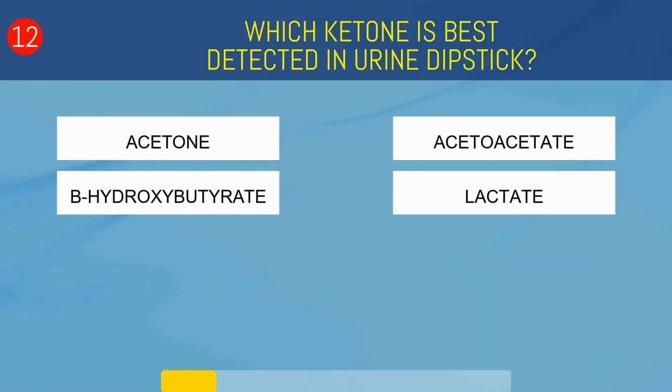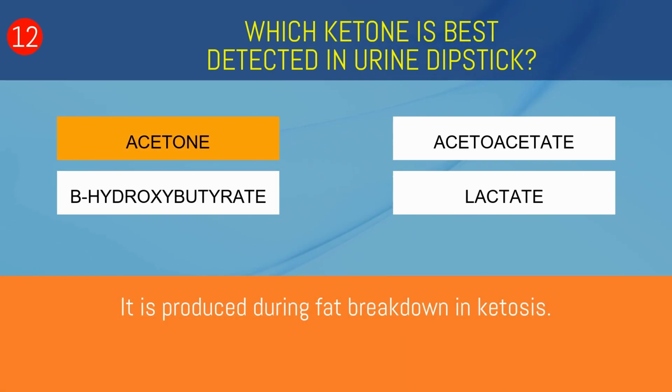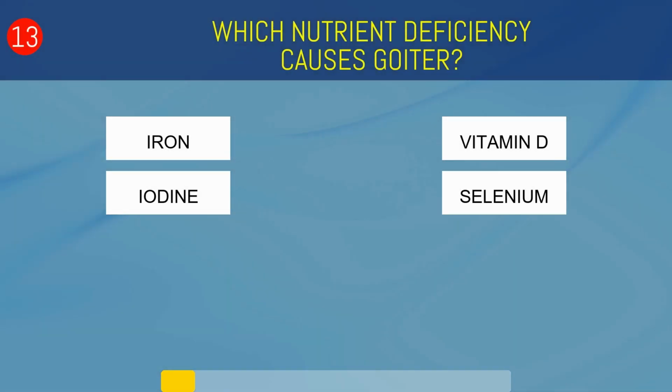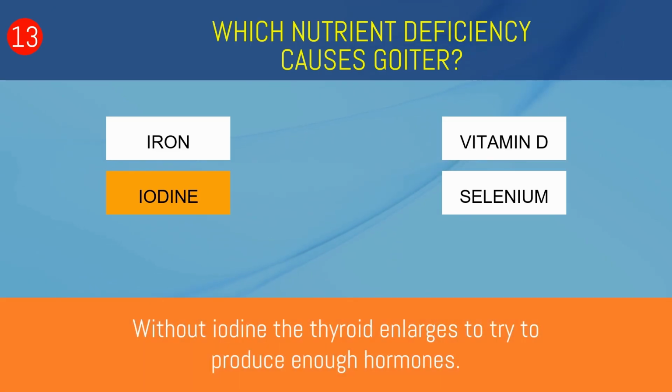Which ketone is best detected in urine dipstick? Acetone, beta-hydroxybutyrate, acetoacetate, or lactate? Acetone. It is produced during fat breakdown in ketosis. Which nutrient deficiency causes goiter? Iron, iodine, vitamin D, or selenium? Iodine. Without iodine, the thyroid enlarges to try to produce enough hormones.